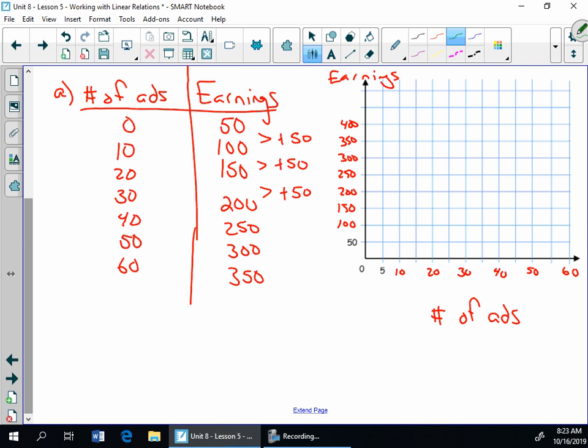We know that if they didn't sell any, they still get paid $50, our initial value. 10 was 100, 20 was 150, 30 was 200, 250, 300, and 350. Oh, that was too high. That's 400. 350 right there. Connect them all together. And there's our pattern.